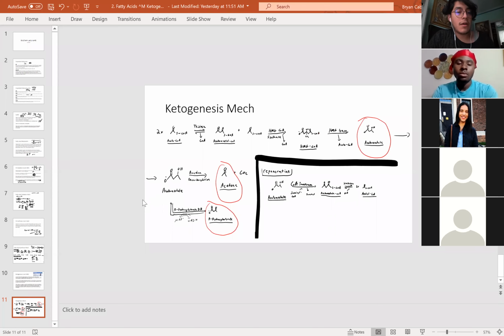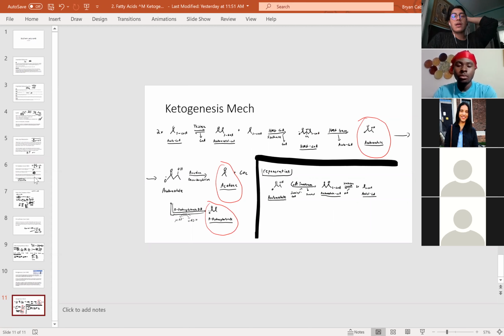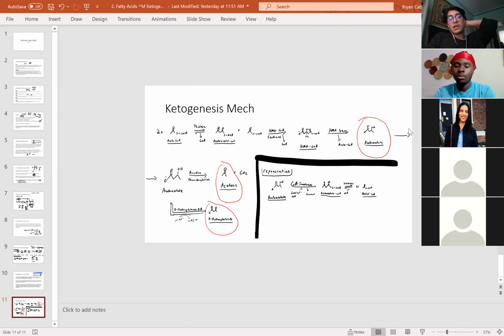But that's the end of fatty acid synthesis and ketogenesis, just 11 slides. Again, all of my slides are decently comprehensive, so if you miss anything that I said, you can always refer back to it. But for now, we have the session lasting until 4 o'clock, so we've got about 20 minutes left. If anyone has any questions, feel free to ask.